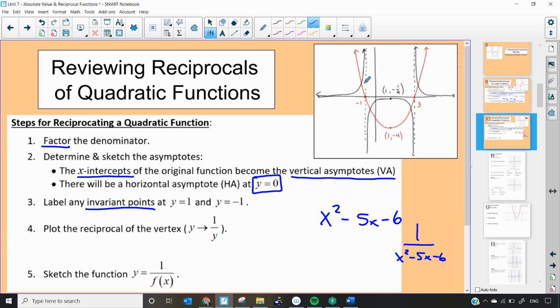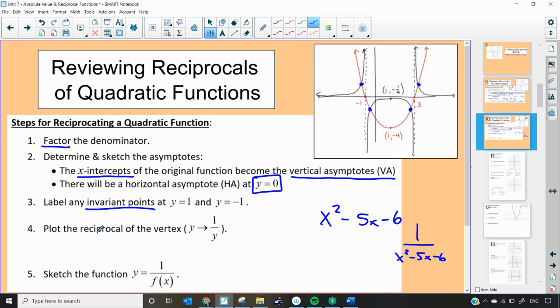But if we look at this graph, we actually are going to have 4 invariant points because they're happening in multiple locations. So y equals 1, we have 2 points that occur at y equals 1. We have 2 points that occur at y equals negative 1. So we would have 4 invariant points in this case.